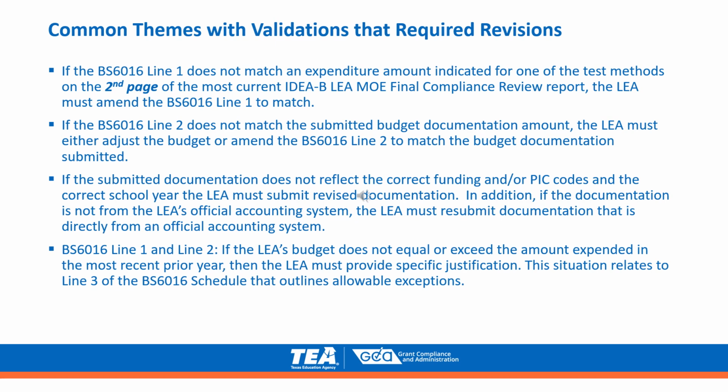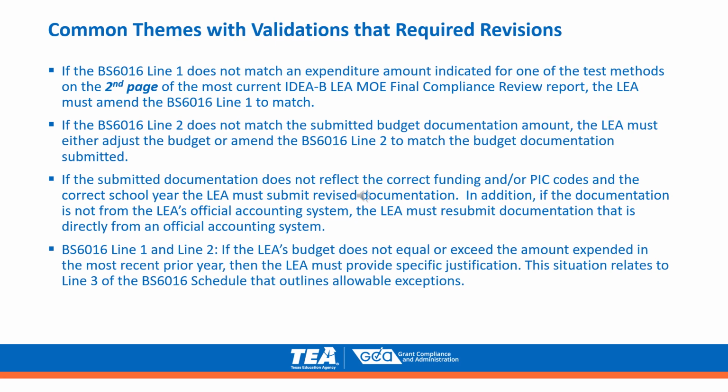Another scenario is if the BS 6016 line 2, which is the expenditure amount for the current school year, does not match the submitted budget documentation amount, the LEA must either adjust the budget or amend the BS 6016 line 2 to match the budget documentation that was submitted. Another scenario: if the submitted documentation does not reflect the current correct funding and/or PIC codes and the correct school year, the LEA must submit revised documentation. In addition, if the documentation is not from the LEA's official accounting system, the LEA must resubmit documentation that is directly from an official accounting system.